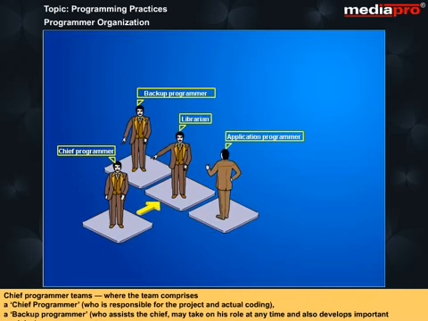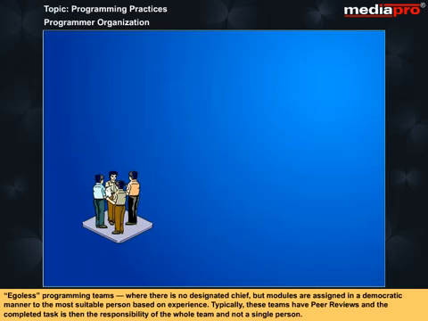Chief programmer teams, where the team comprises a chief programmer who is responsible for the project and actual coding, a backup programmer who assists the chief, may take on his role at any time and also develops important modules, a librarian who gathers and organizes all the records and documentation, and application programmers who do the actual coding as per the chief programmer's design. Ego-less programming teams, where there is no designated chief, but modules are assigned in a democratic manner to the most suitable person based on experience. Typically, these teams have peer reviews and the completed task is then the responsibility of the whole team and not a single person.